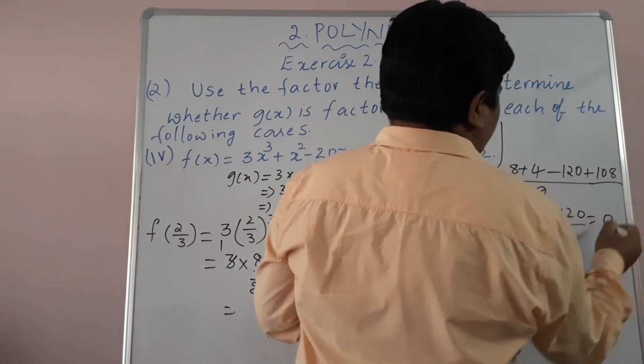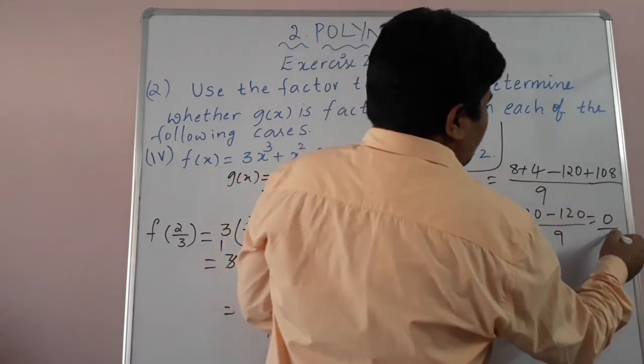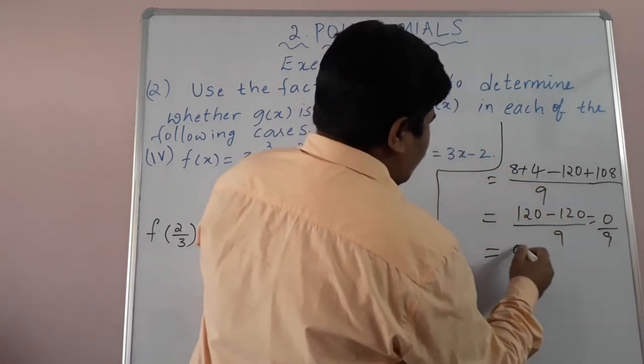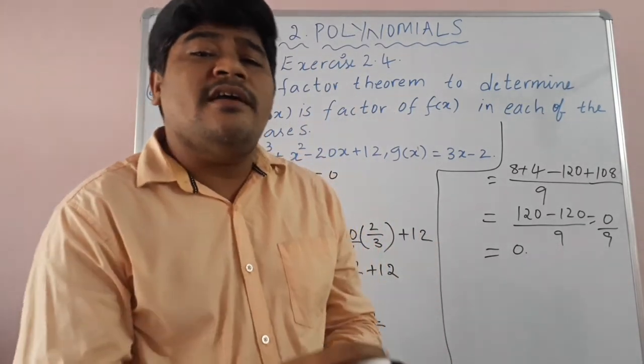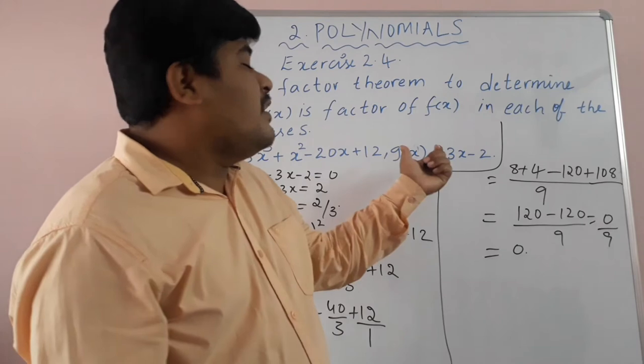120 minus 120 is 0. Okay, so 0 by 9. So what is our remainder, children, here? 0. So since we got 0 as the remainder, with whatever we divided, that is a factor.